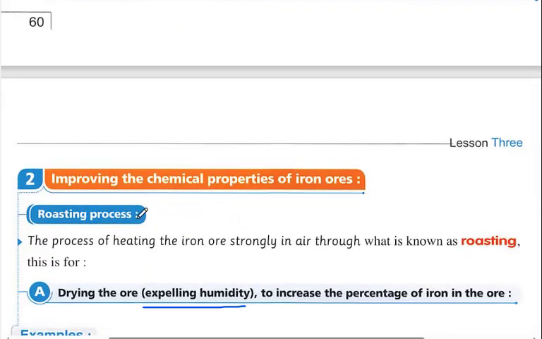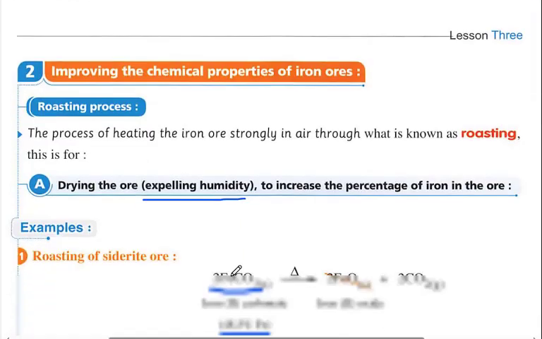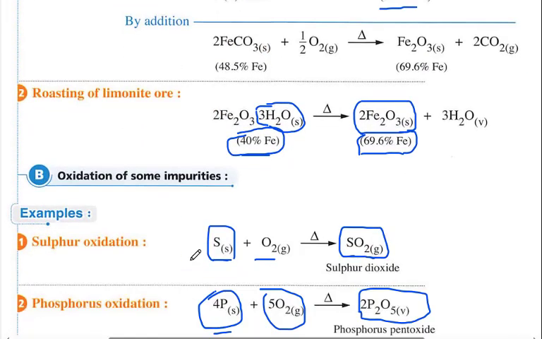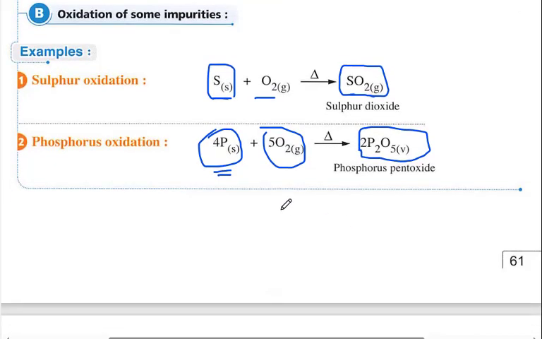Okay, then improving chemical properties through roasting to expel humidity and to increase the concentration of iron in the ore, then to get rid of some non-metal elements by evaporating them in the form of oxides.